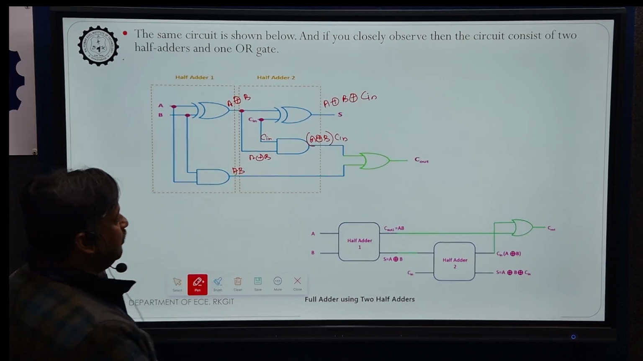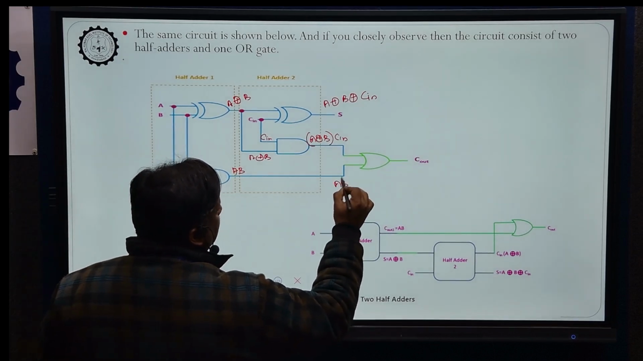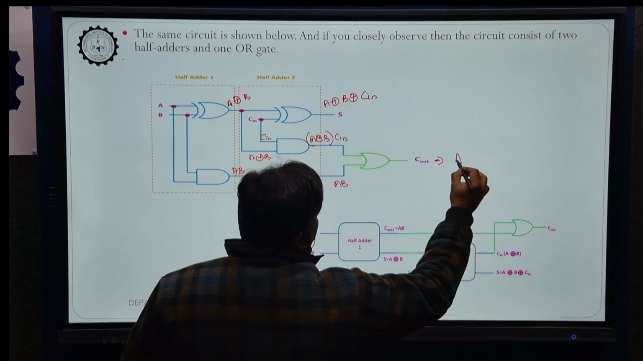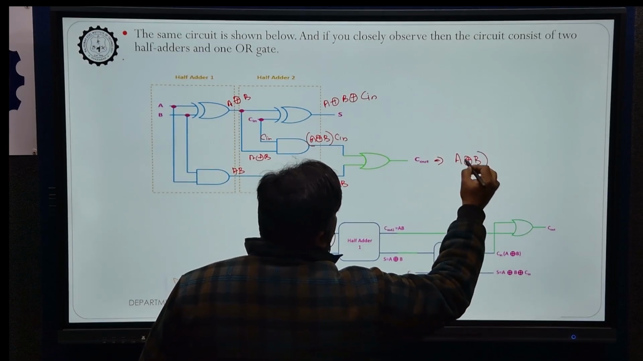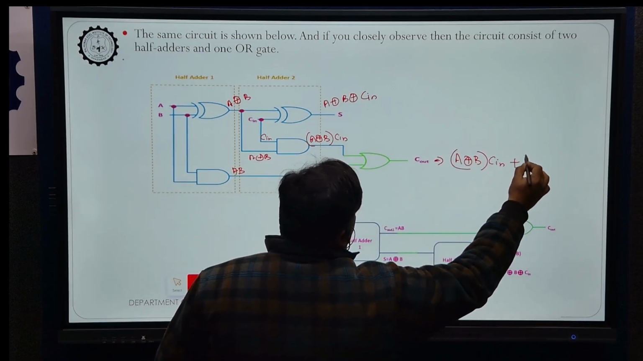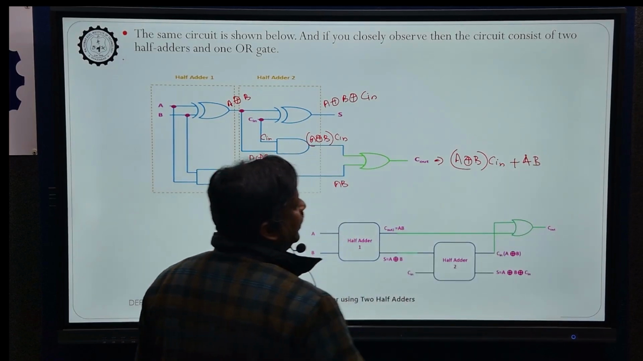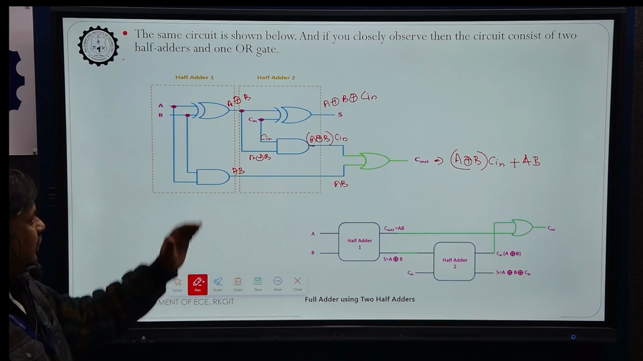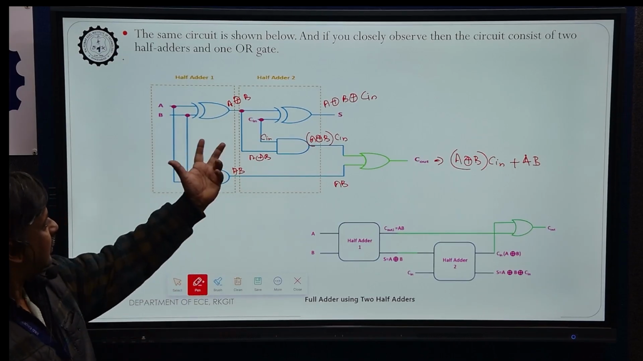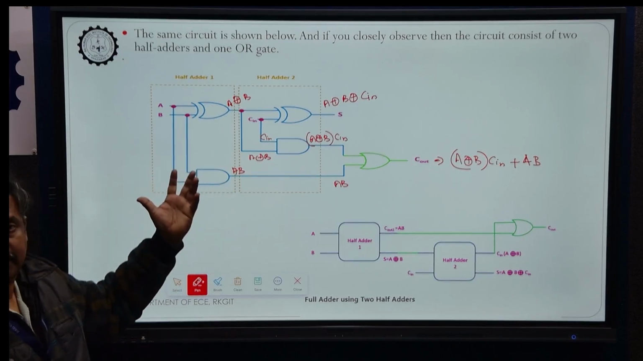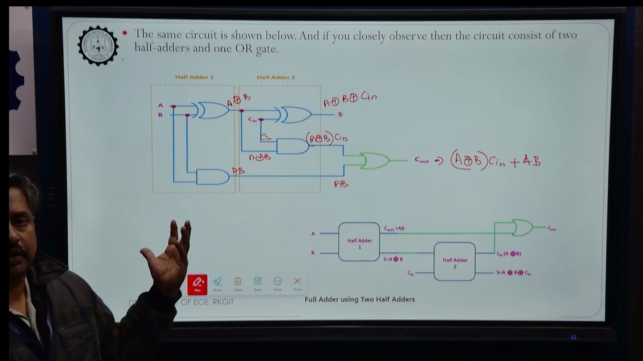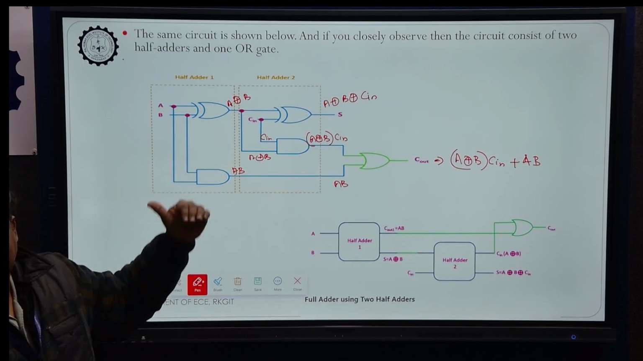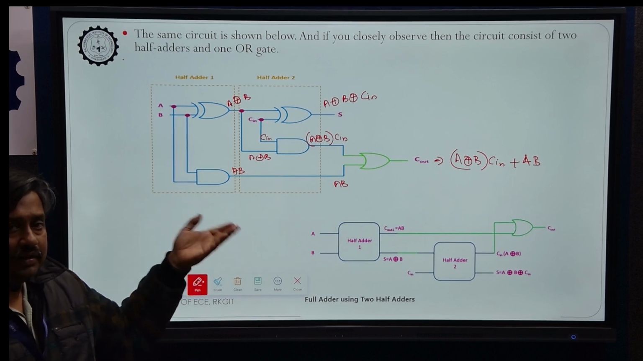Okay, and another input is AB. So we have another OR gate. So finally we will get C out equal to (A XOR B) into C in plus AB. So this is the other optimized output of the full adder. Actually, we can implement one full adder using two half adders. So that's why we derived the second equation in the previous slide.